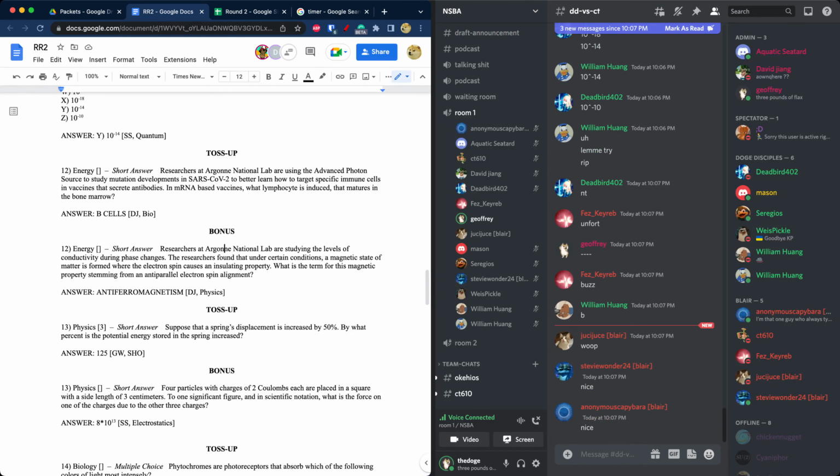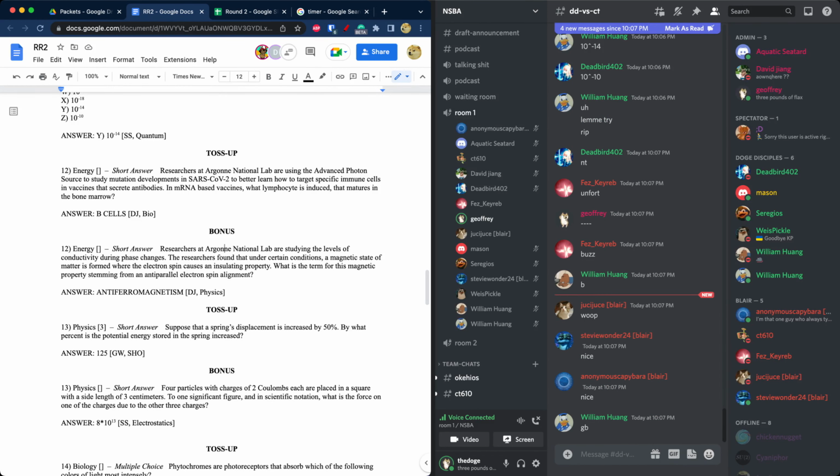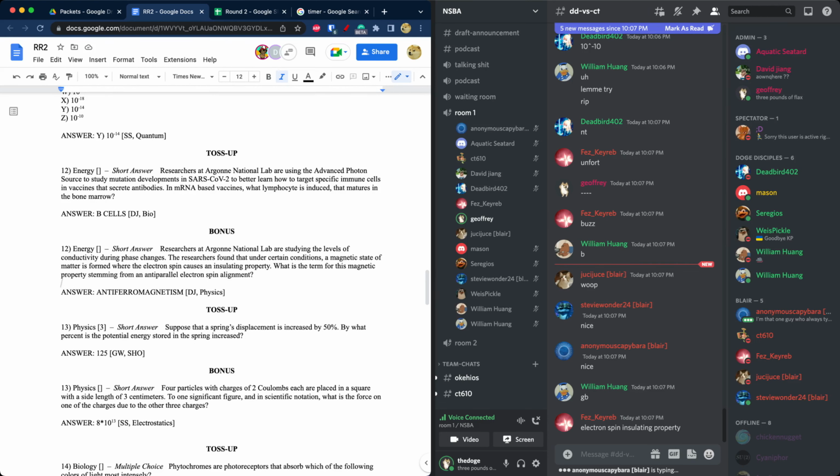Bonus energy, short answer. Researchers at Argonne National Lab are studying the levels of conductivity during phase changes. The researchers found that under certain conditions, a magnetic state of matter is formed when the electron spin causes an insulating property. What is the term for this magnetic property stemming from an anti-parallel electron spin alignment?